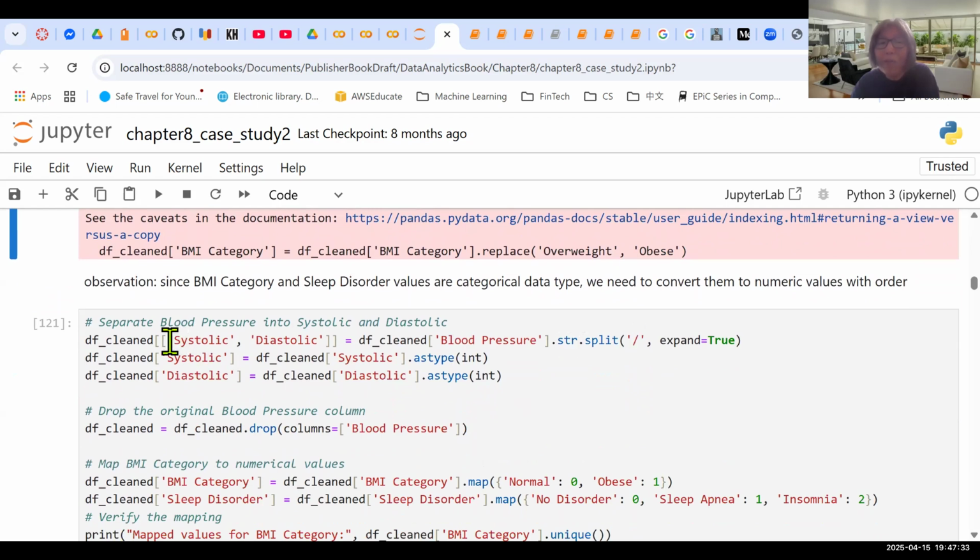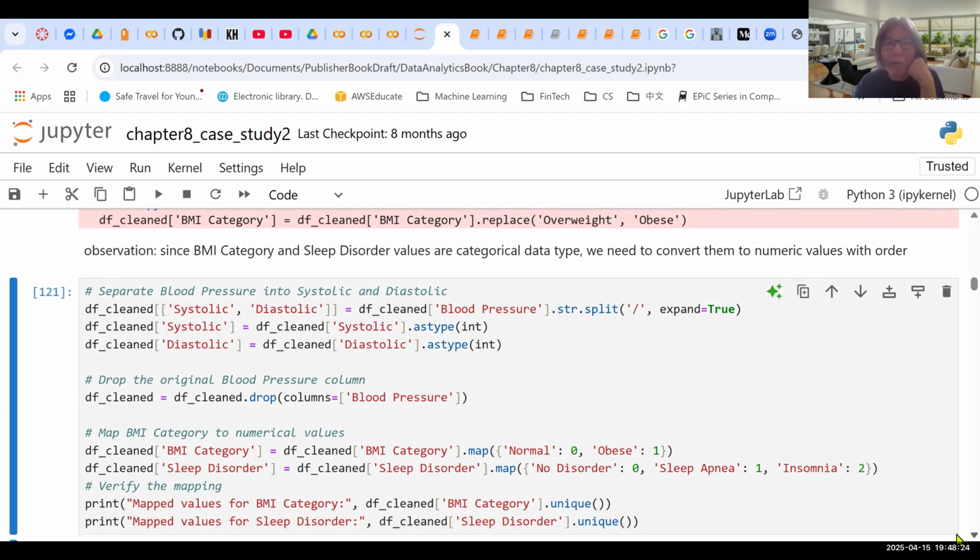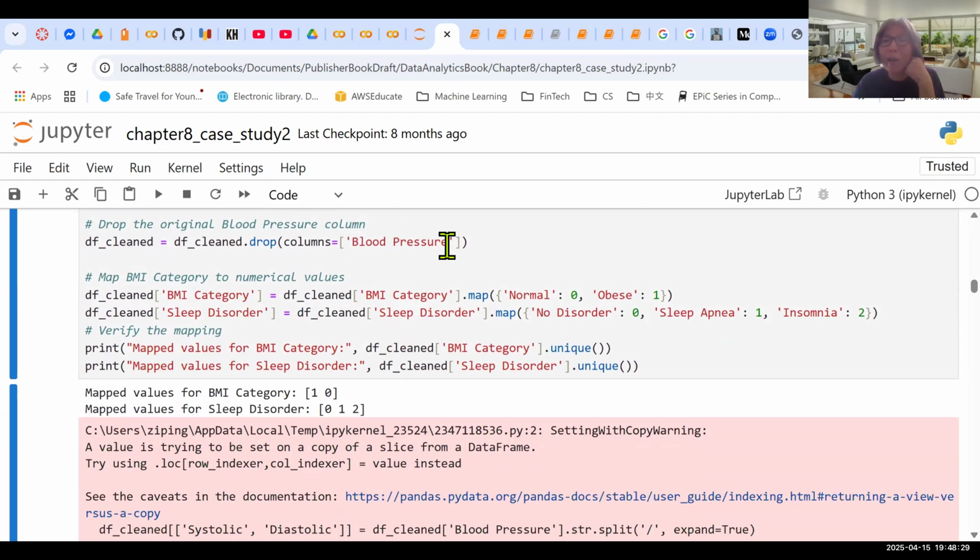And blood pressure uses a slash to represent the systolic and the diastolic, but we want those two as separate numeric values, because with numeric values we can do some modeling. So that's why we call the split function from the Python string class. Then we extract the systolic and diastolic, add them to new columns, and also convert them to integer type. And because we have systolic and diastolic, we can drop the blood pressure column.